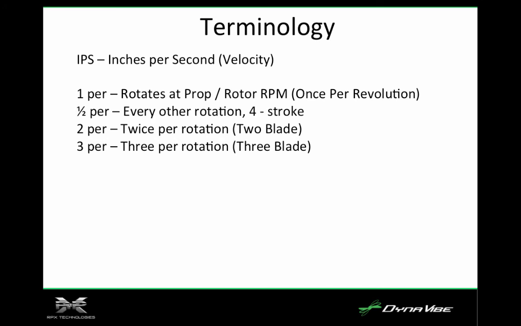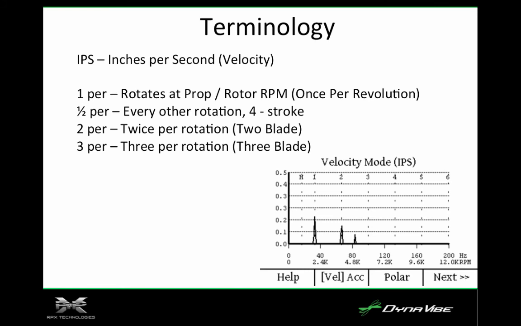Now, I kind of skipped over the half per. It's actually one of the most interesting vibrations because it gives us an idea of engine health. It will specifically tell us how well that engine's running. So a half per vibration is something that occurs every other rotation. For a 4-stroke engine, each cylinder will fire every other rotation. And because it fires every other, it's called a half per. And the half per vibration is significant enough that it's given its own position on our spectral chart.